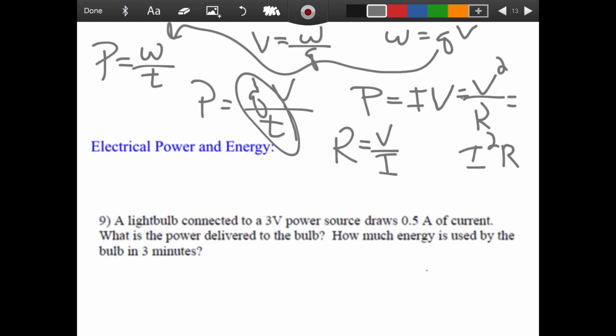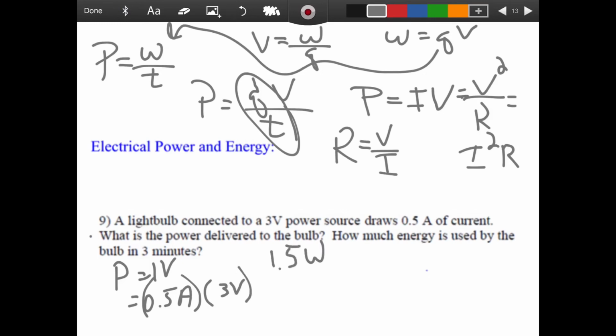So if we look at the example, a light bulb connected to a 3-volt power source draws 0.5 amps of current. What is the power delivered to the bulb? So we know power equals IV. Three volts. So we should get 1.5 watts of power.